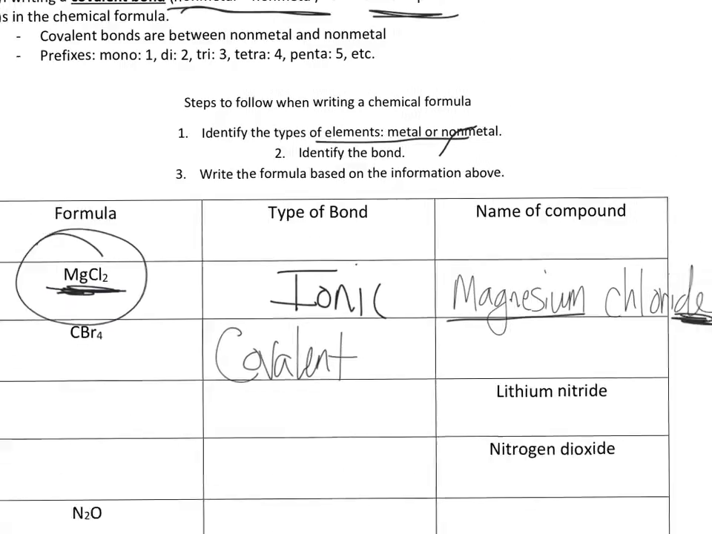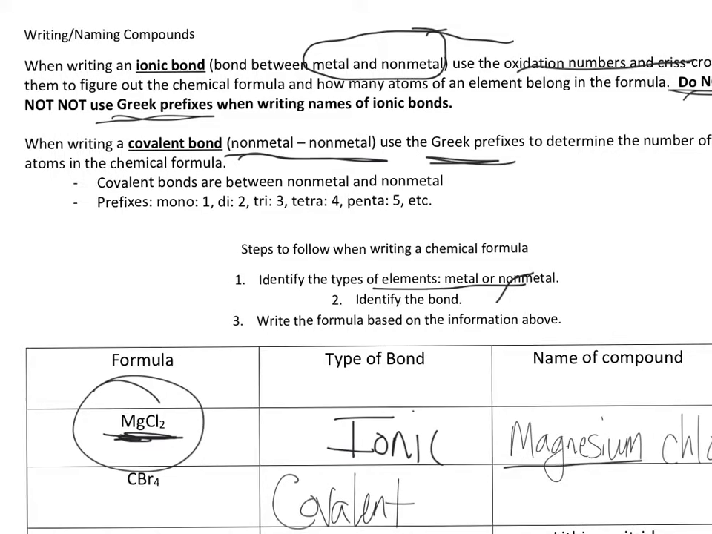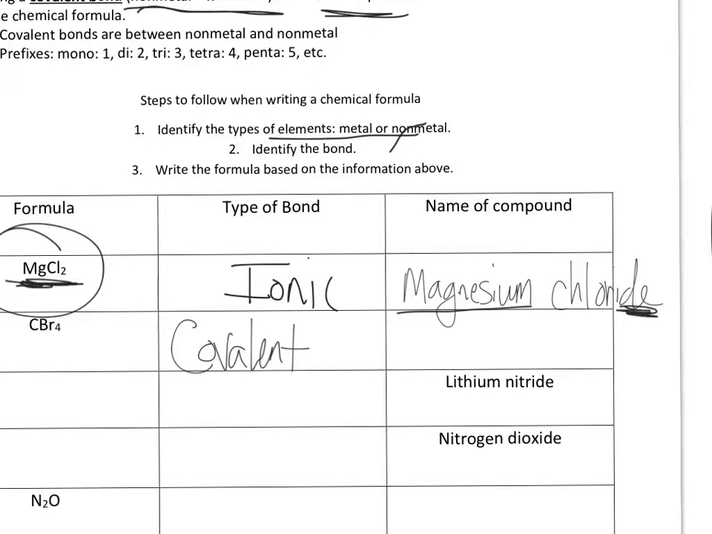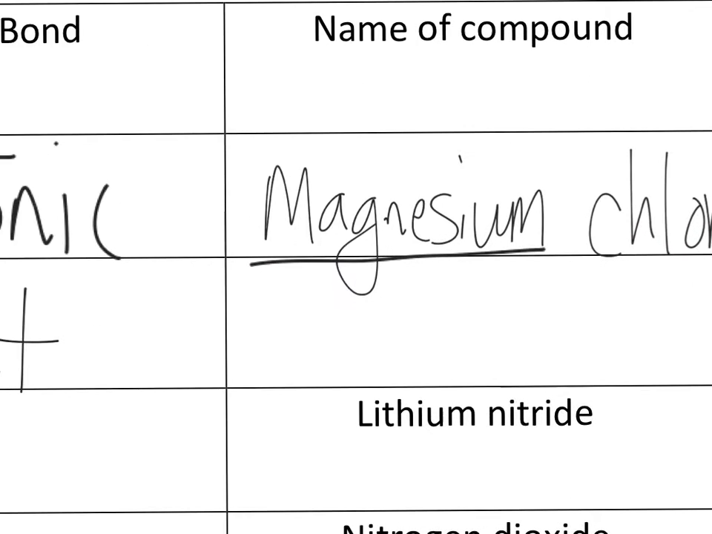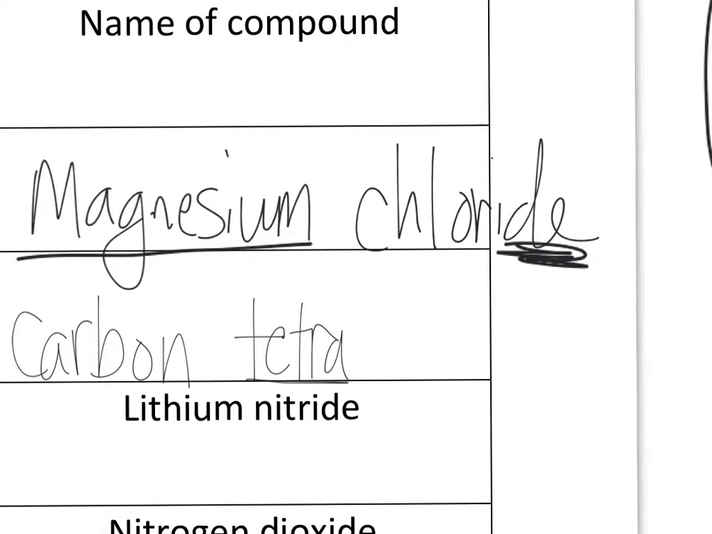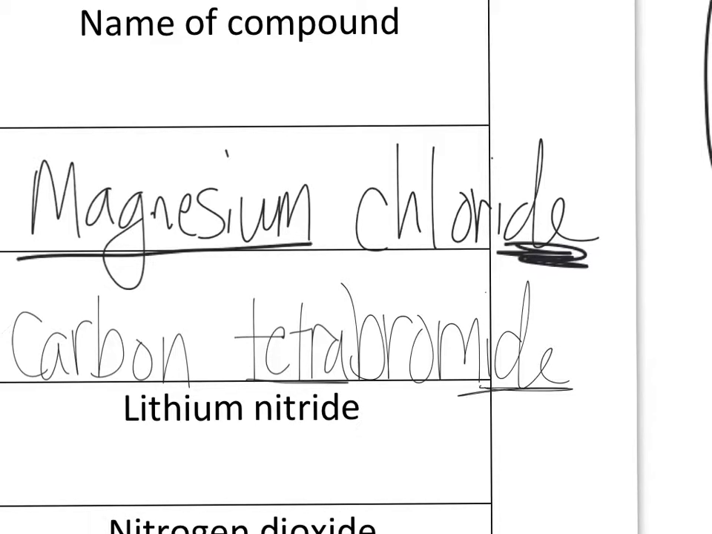Alright, so now, since I'm using a covalent bond, that's where I'm going to use the Greek prefixes. So I have carbon, one carbon. Remember, you don't have to write mono if it's the first one. Carbon, and now I have 4 bromine, so it'd be tetra. Tetra is 4. And then it'd be carbon tetrabromide. Remember, you still add the ide at the end to signify that it's part of a compound.